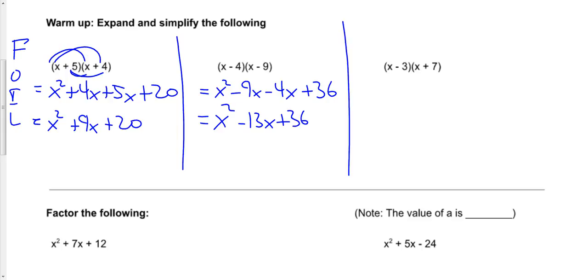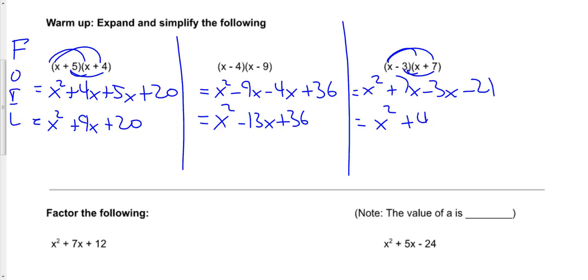And finally, again, expanding this out, first, so this is going to equal x squared plus 7x minus 3x minus 21. So negative 3 times positive 7 gives us negative 21. Then we collect our like terms again, so we got x squared plus 4x minus 21. Okay, so that's just a quick review of expanding.